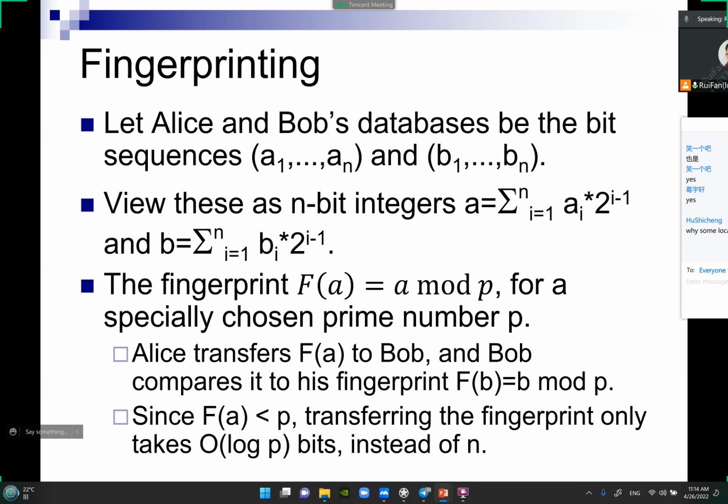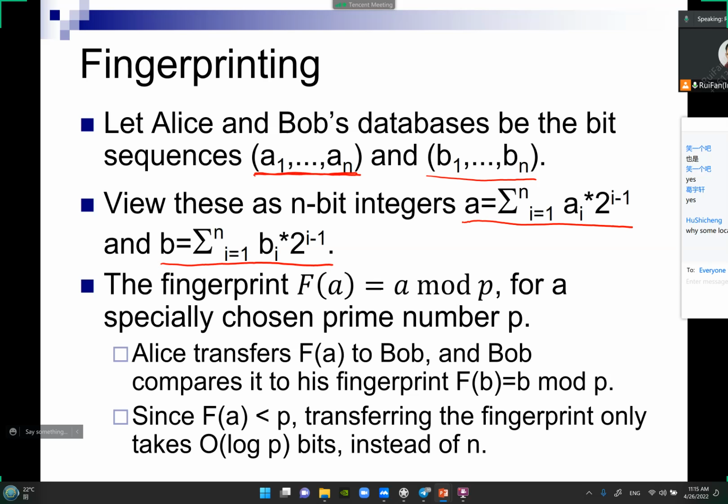All right. So the way that we're going to do this fingerprinting is that we're going to think of Alice and Bob as having these databases, which are these bit sequences. Suppose Alice has n bits and Bob has n bits. Now we're going to treat these bit sequences as simply n-bit integers. So you're just going to read this a1 up to an as an n-bit integer, or more concretely, you can do this computation, which produces an n-bit integer. And likewise for b.